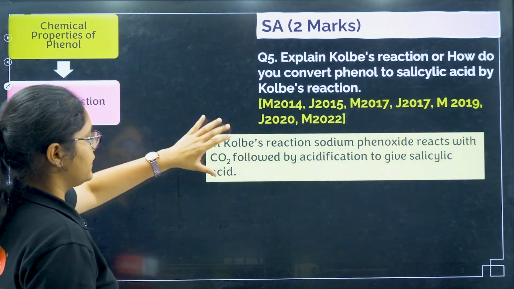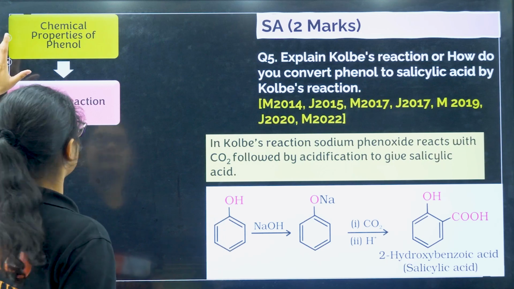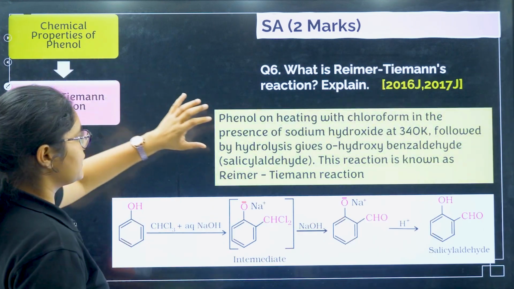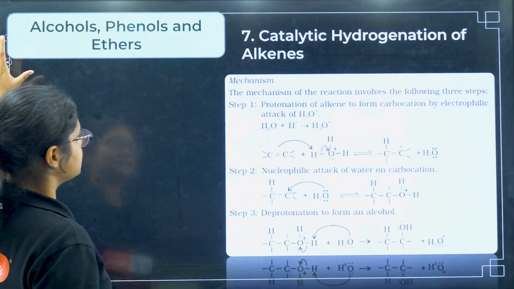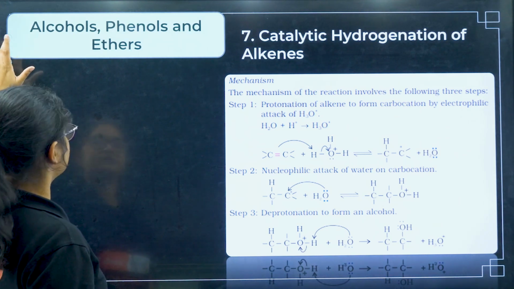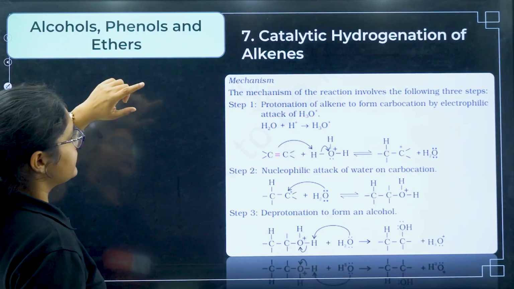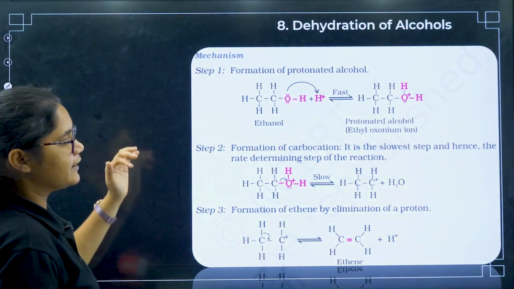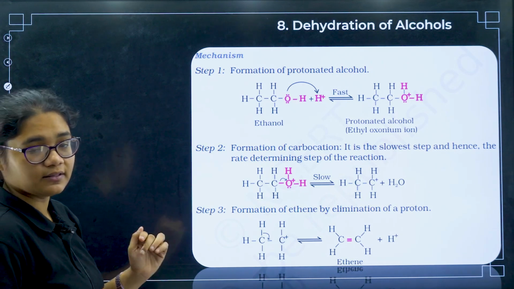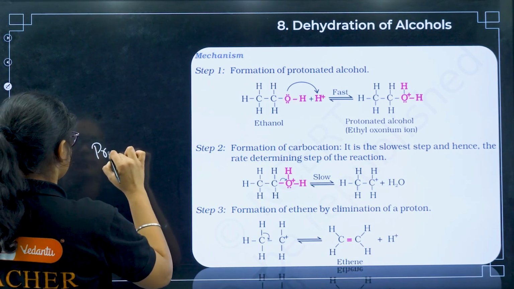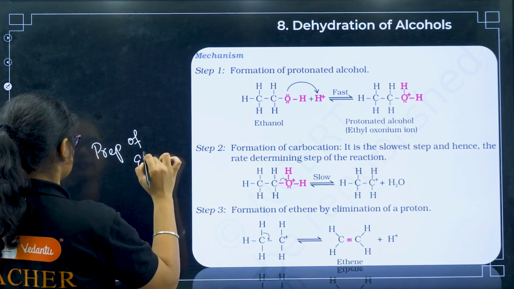Kolbe's reaction, the definition and the mechanism. Similarly, Reimer-Tiemann reaction, definition and the mechanism. Then 3 mechanisms from this chapter, that is your hydration of alkenes and dehydration of alcohols and preparation of ethers. Prepare also preparation of ethers.